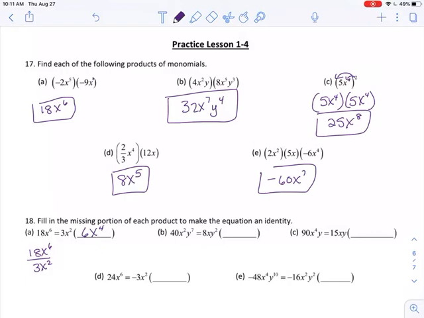And then you would just give it a little check to make sure. 3 times 6 is 18. And when I'm multiplying x squared and x to the 4th, I add those exponents up.